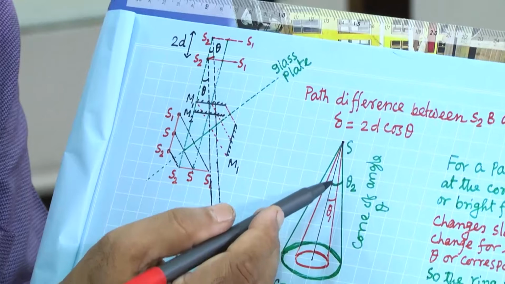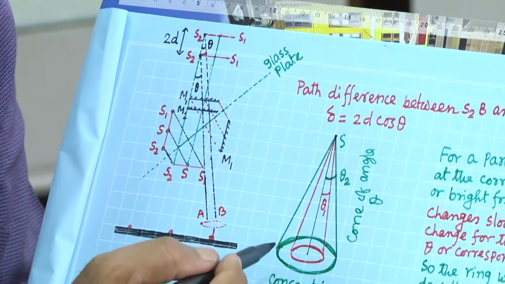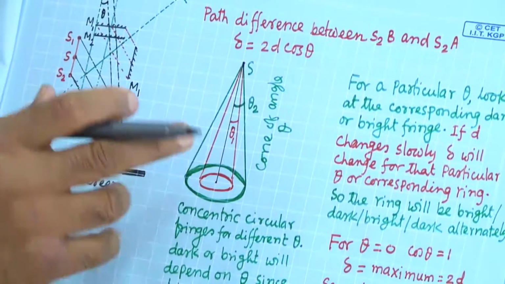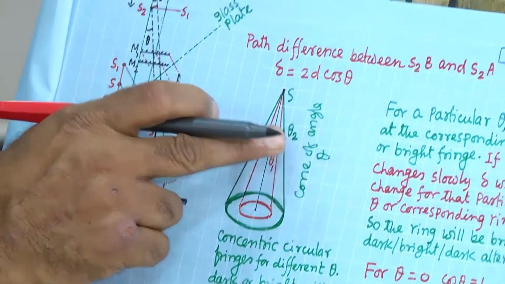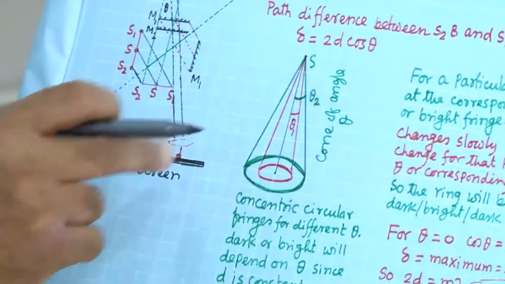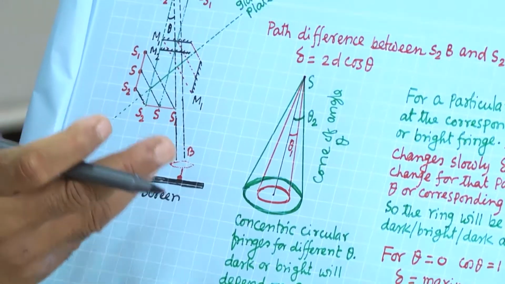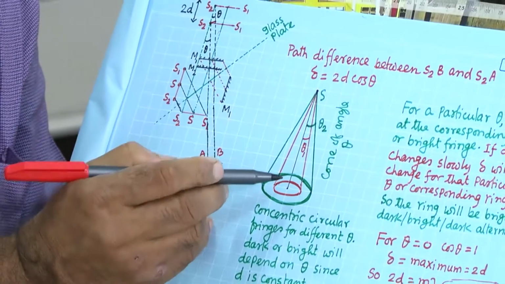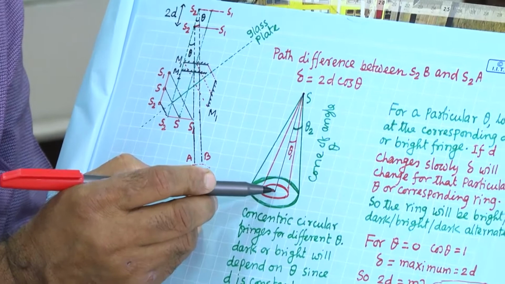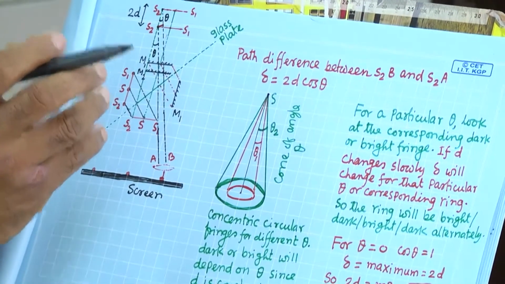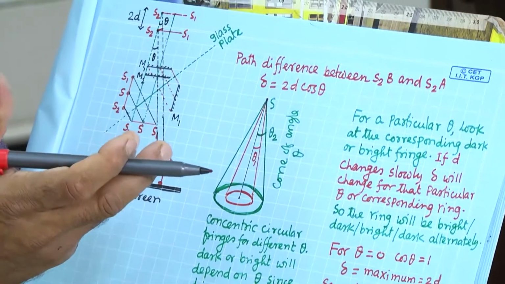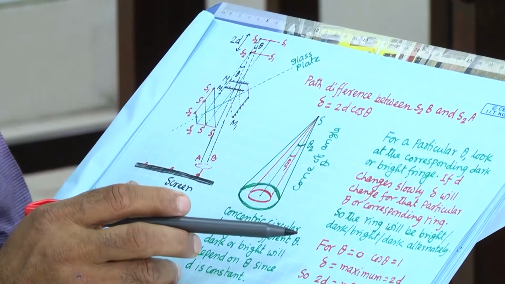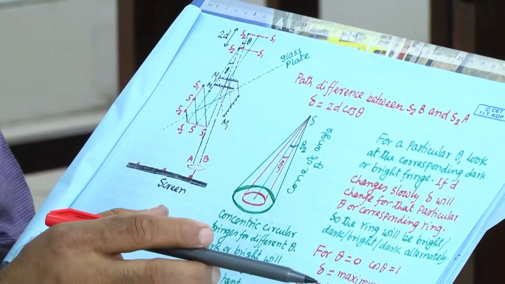For the next different angle, you will get another circle. So, you will get many concentric circles for different angles, okay. That is why on the screen we are getting many concentric circles, and the order of the center one is the maximum. That is what I told you.